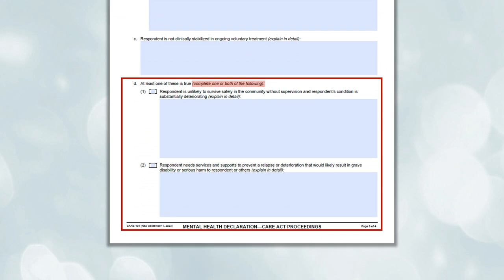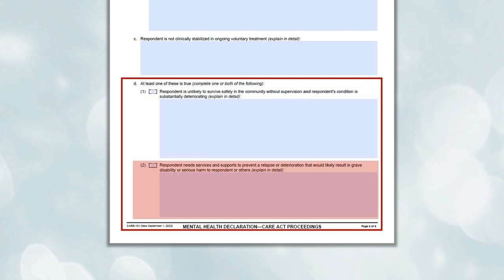For item 7D, you must include one of the options and include details. Number 1, the respondent is unlikely to survive safely in the community without supervision, and their condition is substantially deteriorating. For example, you can include recent instances where the respondent has needed supervision to survive in the community due to a lack of reality orientation, confusion, or impaired insight, or how the respondent's ability to think clearly, communicate, or participate in regular activities has rapidly declined, or include frequent arrests or hospitalizations due to symptoms.